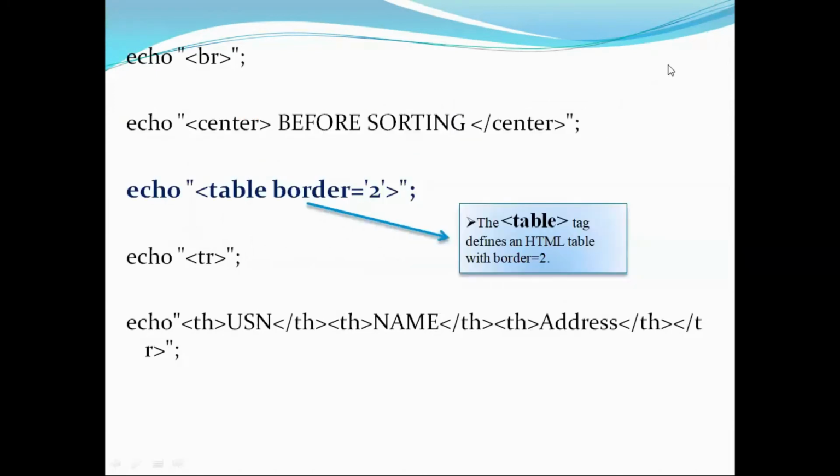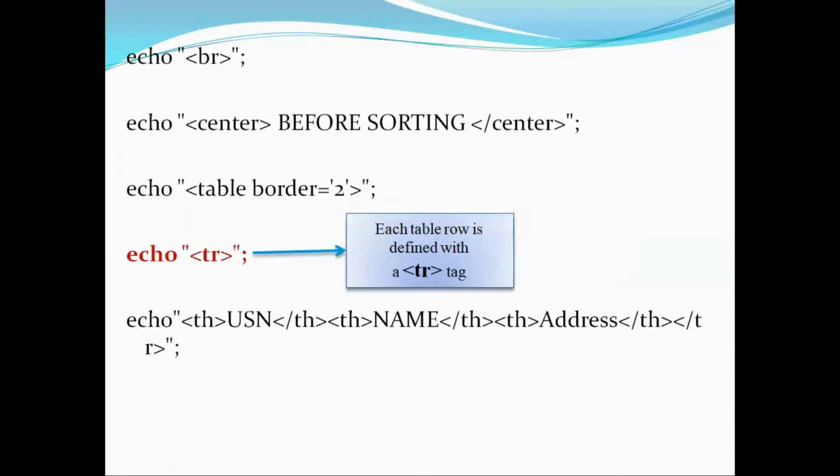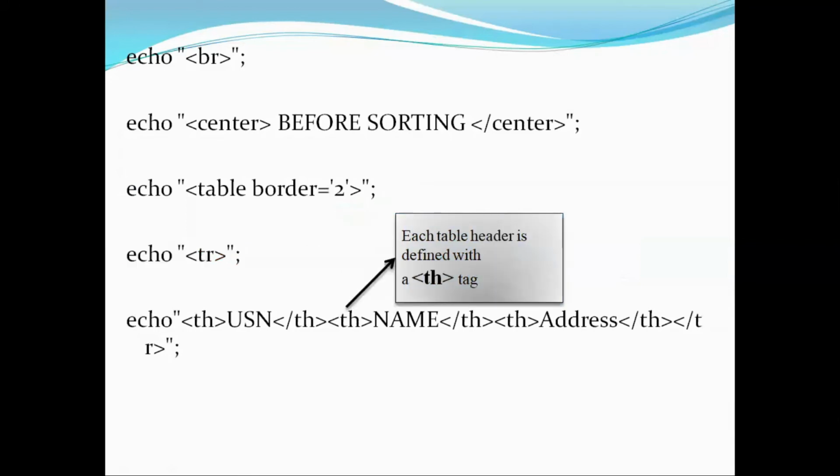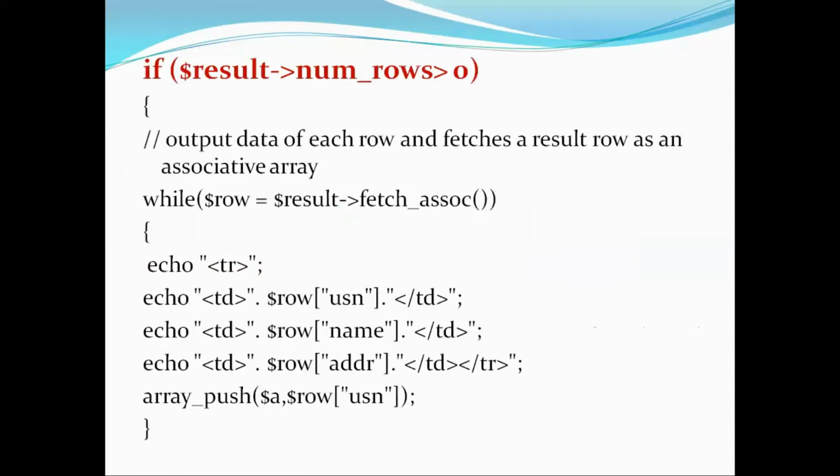Now using the table tag, we define the table with border equal to 2. After that, we created one table row using the tr tag. Next, we created three headings for the table, that is name, USN, as well as the address.